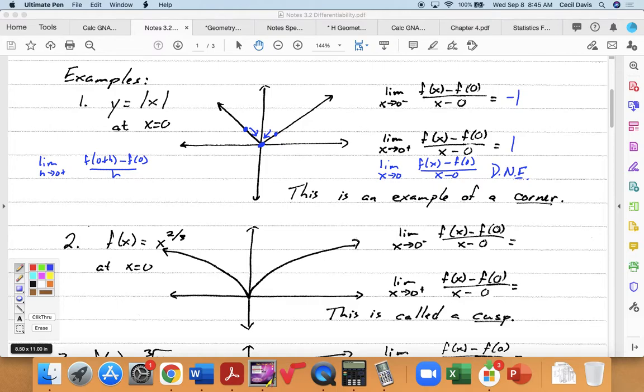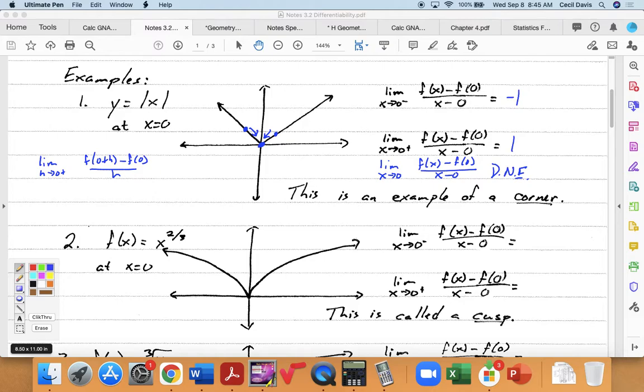This is an example of a corner. Okay, some books call it a sharp corner. We even have seen on the AP exam things like a sharp point. I'm like, well, a point is like a dot, so I'm not sure how that can be sharp, but I know what they were trying to say. And at different times, different things have been accepted.